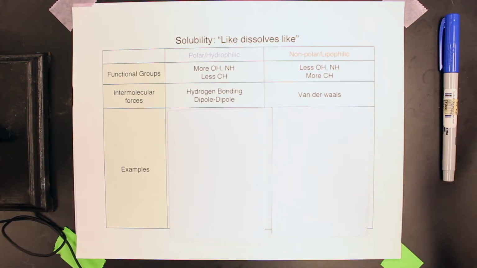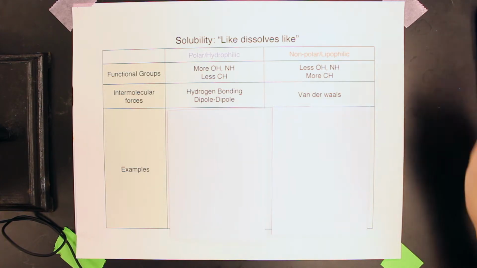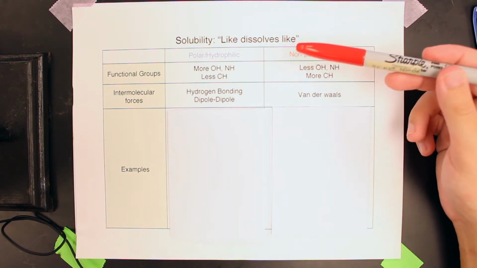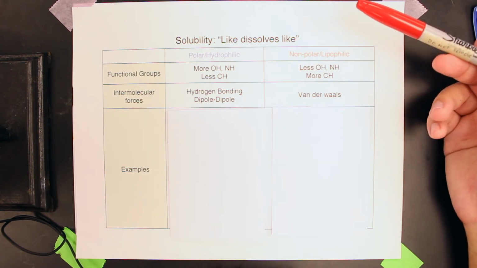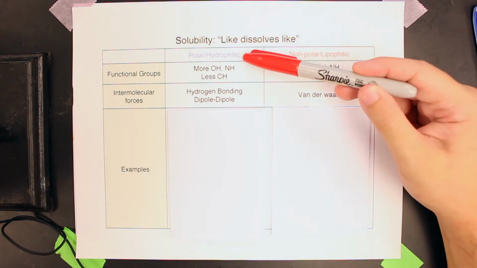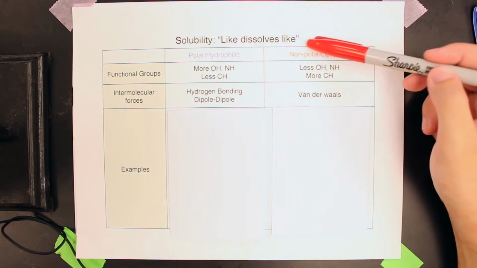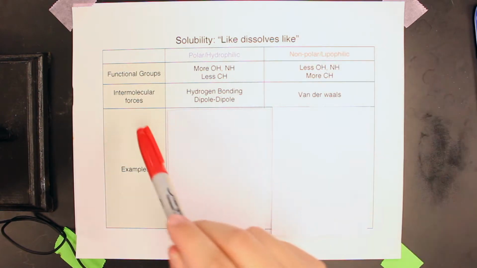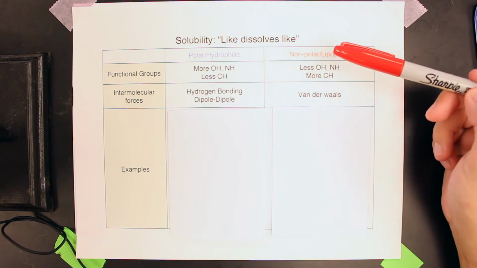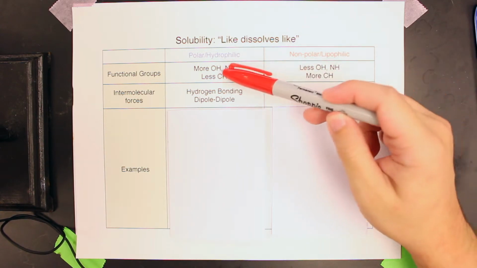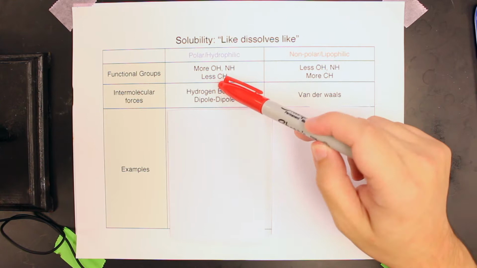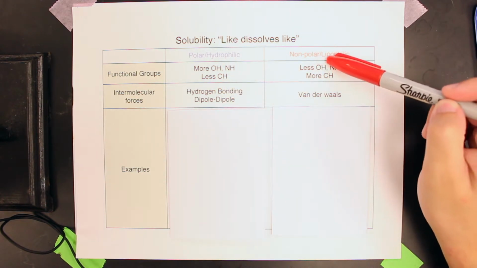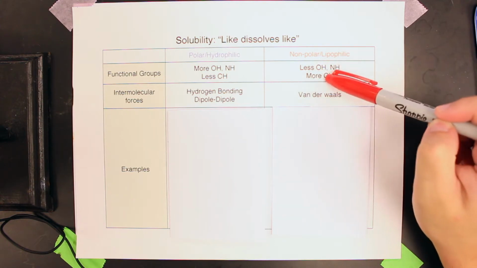Alright, so in terms of solubility, you may have heard this phrase in general chemistry, which is like dissolves like. So I've created this table here which describes the differences between polar molecules and nonpolar molecules. Polar molecules are often called hydrophilic or water-loving, and nonpolar molecules are often called lipophilic or fat-loving. In terms of functional groups, polar molecules tend to have OH and NH, and they have less CH bonding. But lipophilic molecules tend to have less OH and NH bonds, but they have more CH bonds.